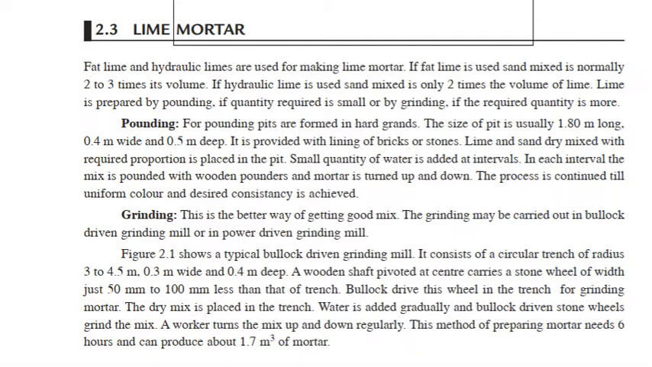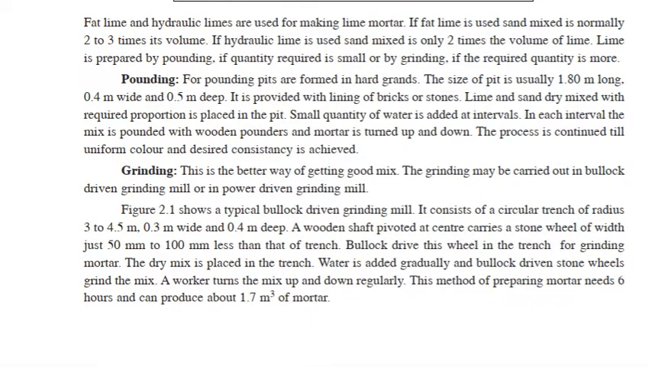Grinding. This is the better way of getting a good mix. The grinding may be carried out in a bullock-driven grinding mill or in a power-driven grinding mill. Figure 2.1 shows a typical bullock-driven grinding mill. It consists of a circular trench of radius 3 to 4.5 m, 0.3 m wide and 0.4 m deep. A wooden shaft pivoted at the center carries a stone wheel of width just 50 mm to 100 mm less than that of the trench. Bullocks drive this wheel in the trench for grinding mortar.